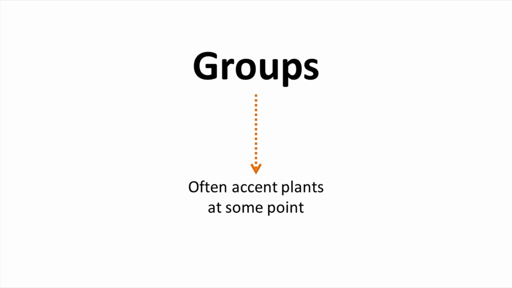Plants used in group plantings may also be accent plants at some time of the year. So if they're in bloom, they're going to be an accent plant. If you had a grouping of three dwarf Korean lilacs, for example, they would be an accent plant late in the spring when they're in bloom, but they're also going to be a plant group, which can draw the eye through the landscape.